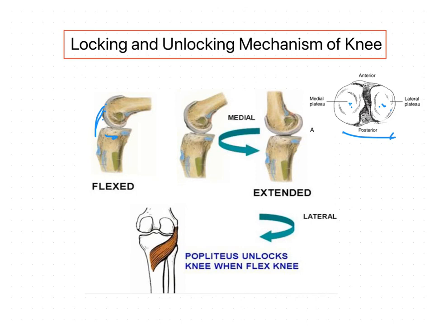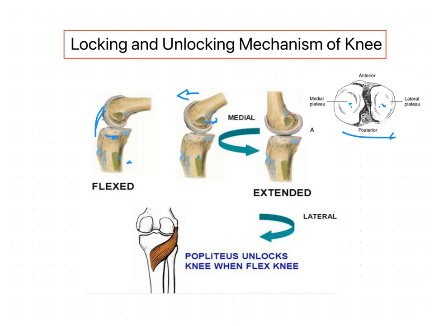let us see an example, the extension of the femur on a relatively fixed tibia. Here the knee is flexed and it is extending. That means anterior roll and posterior gliding is taking place. These movements are taking place on the fixed tibia.